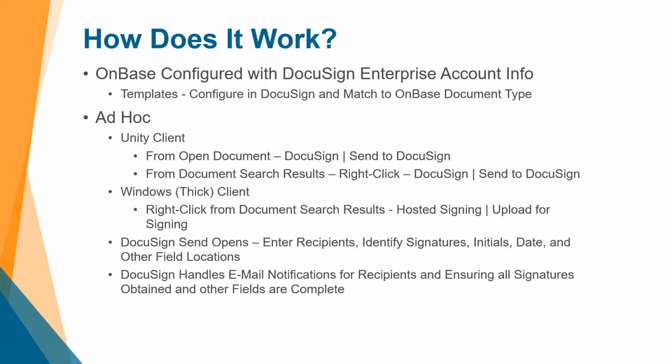DocuSign is then going to send email notifications to the different recipients, the signers, and you can set up a signing order if you have multiple parties that need to sign this agreement to make sure that it gets to the appropriate individuals in order. And then we also ensure that all the signatures and all the fields are completed. You do have the capability of coming in here and saying, these are required fields, these are optional fields.